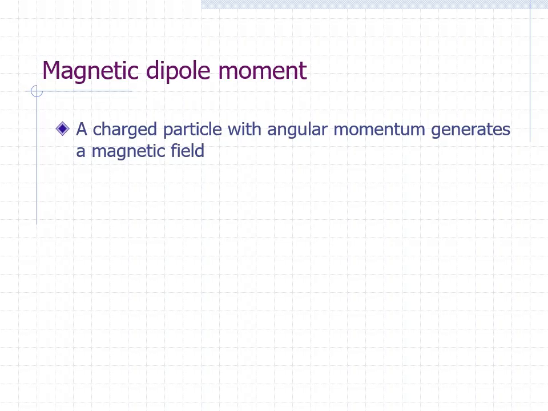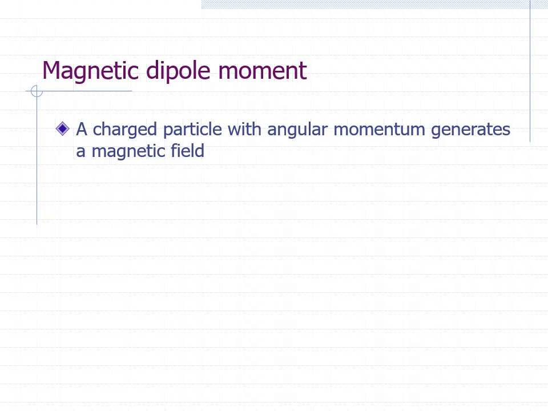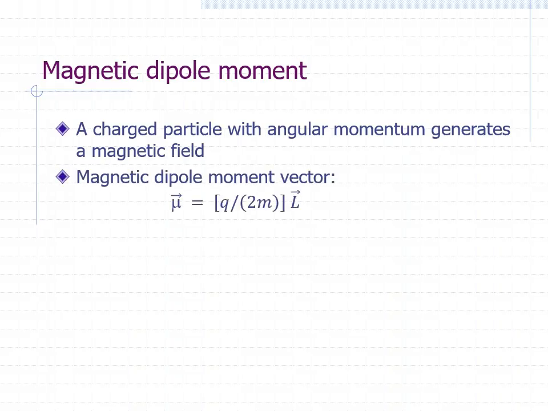In an earlier lesson, we learned that any charged particle possessing angular momentum generates a magnetic field. This leads to what we call a magnetic dipole moment, represented by lowercase Greek letter mu. Mathematically, the magnetic dipole moment vector is proportional to the particle's angular momentum L, scaled by its charge and mass.